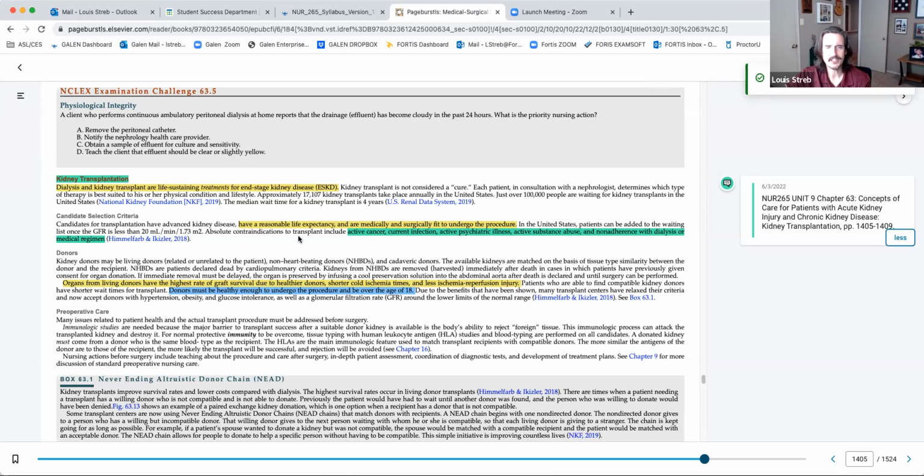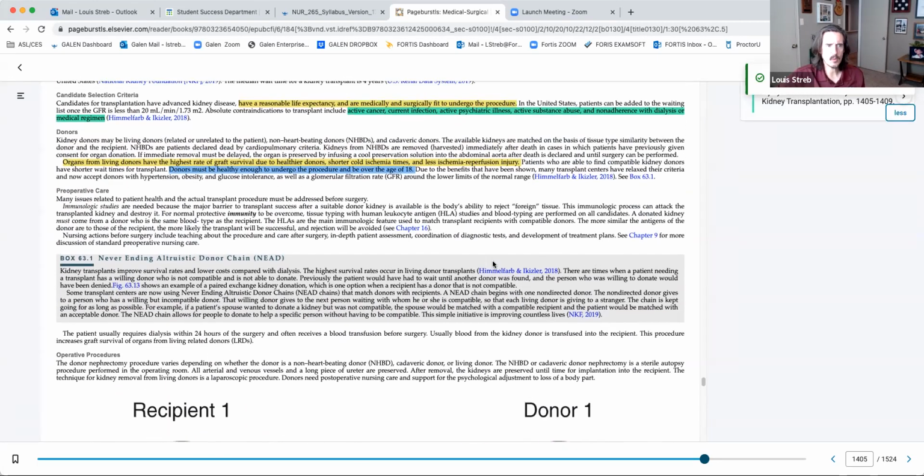Absolute contraindications. Once again, active cancer, current infection, active psychiatric illness that's not under control. You're a substance abuser. You're non-adherent to your dialysis, your medication treatment. If you don't care about yourself, we're not going to give you a kidney for you to ruin again. So it's going to be imperative on these exams for you to understand who is a likely candidate, who is not. What are some of the things we're worried about?